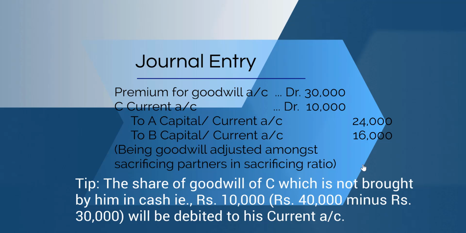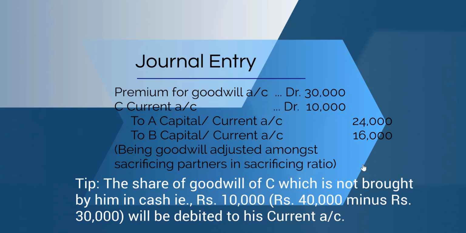So we have in the journal entry, premium for goodwill account debit rupees 30,000, C's current account debit rupees 10,000, to A's capital or current account, A's share rupees 24,000, to B's capital or current account, B's share out of the 40,000 which is rupees 16,000. Narration: being goodwill adjusted among sacrificing partners in sacrificing ratio.